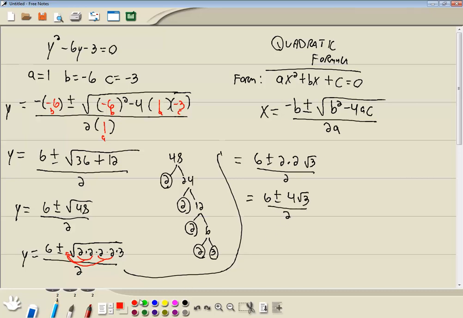I said in class they should be called a 3-number rule. Some people like the triangle. But if you can divide this number and this number by the same number, do so. Those are all divisible by 2. 6 divided by 2 is 3, plus or minus 4 divided by 2 is 2, square root of 3, and 2 divided by 2 is 1, which ends up giving us 3 plus or minus 2 square root of 3. And that's our answer.